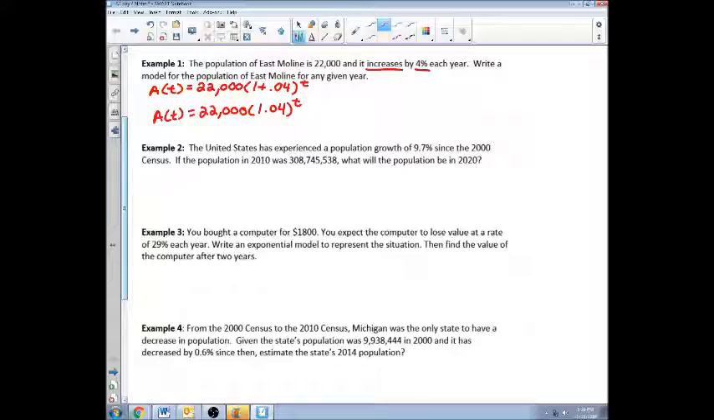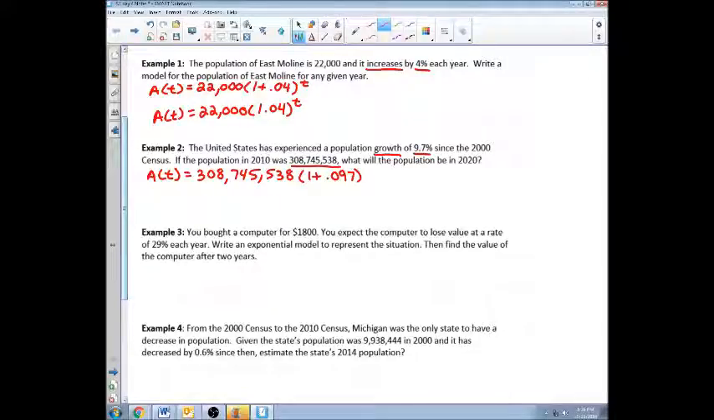All right. So again, what we're going to do is A of t is going to be what we use for basically our y equals, right? We need to figure out what our initial value was. Well, our initial value is probably going to be this population right here, 308,745,538, okay? That is multiplied by our parenthesis. Remember, our parenthesis is 1. It's either going to be plus or minus depending on whether it's growth or decay. Well, in this case, we have the word growth in our problem, so it's going to be plus. How would I write 9.7% as a decimal?